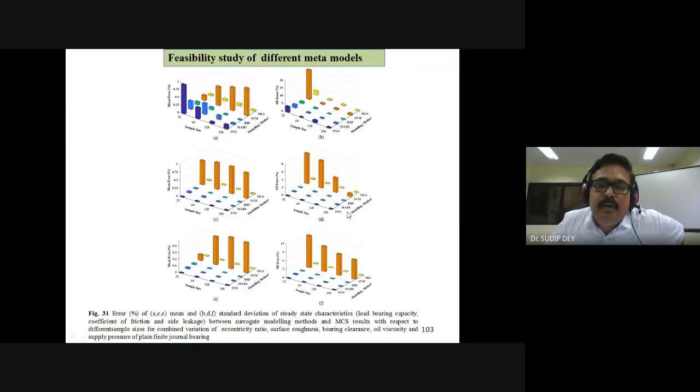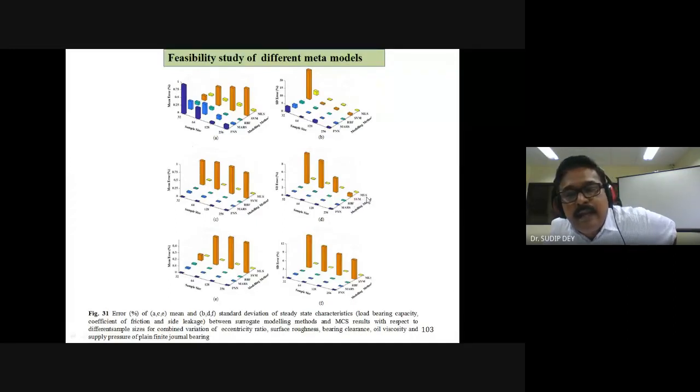And a feasibility study of the different meta models is done. Not only on PNN, we have tested it for MARS, RBF, SVM and MLS. This is PNN, which is the polynomial neural network model. MARS is another model. There is another model like SVM, which is the support vector machine. There is the RBF model, known as the radial basis function model, and MLS, which is the moving least square method model. There are plenty of other models as well.